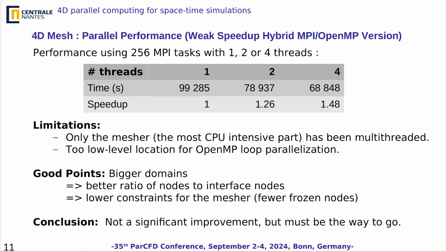Some good points: there are bigger domains, so a lower ratio of interface nodes, and also fewer constraints on the mesher, so fewer frozen nodes, and so we can have better quality mesh. So the conclusion is that at that time it's not interesting, but I think it's the way to go.